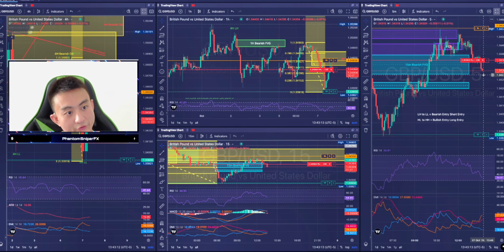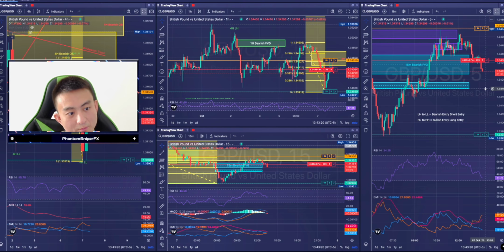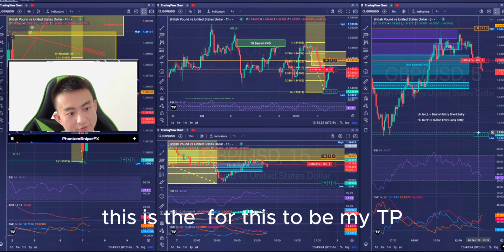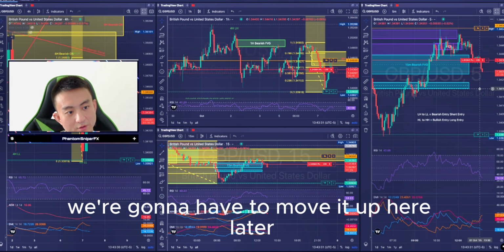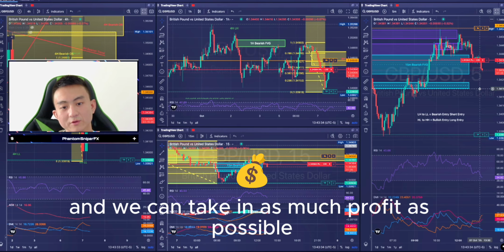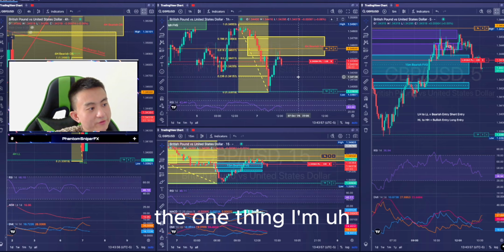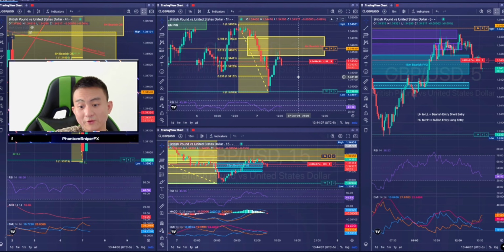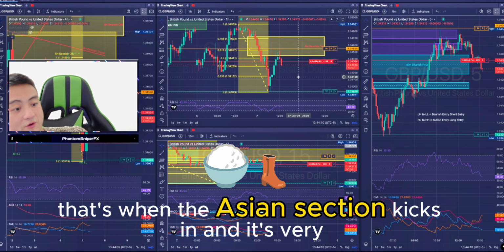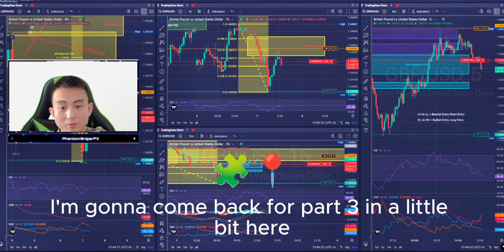So this one is gonna close out at around, I would probably say, right here for my target. This is going to be my TP, but I'm afraid we're gonna have to move it up here later, and we can take in as much profit as possible. I could, however, let this trade play out overnight. The one thing I love is the fact that it's going to turn on me, because come 6 o'clock, that's when the Asia session kicks in, and it's the opposite of New York. Alright, I'm gonna come back for part 3 in a little bit.